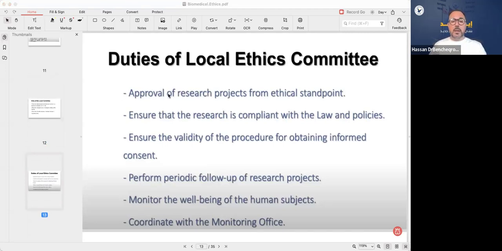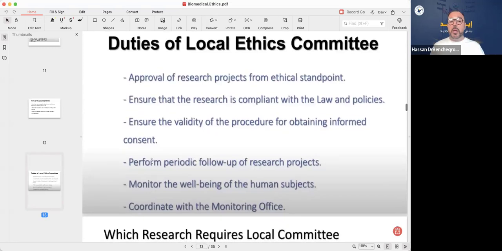And number 2, ensure that the research is compliant with the law, ممتثلة للlaws and policies in place. Number 3, ensure the validity of the procedure for obtaining informed consent. And the informed consent معناته إنه موافقة the research subject, and the research subject has to be given all the information, negative, positive. Perform periodic follow-up. Just because they said yes doesn't mean you just leave them alone.